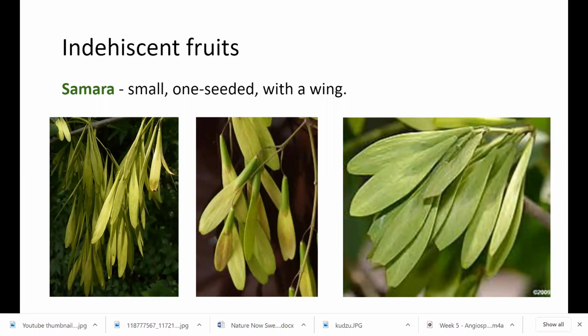Also in our indehiscent fruit category, right? So dry fruits that don't split open are samaras. And we've learned quite a few examples of samaras in lab. So I think we've learned all three of these. Can you identify the samara on the left? Can you identify the samara in the middle? Can you identify the samara on the right? Scientific name.